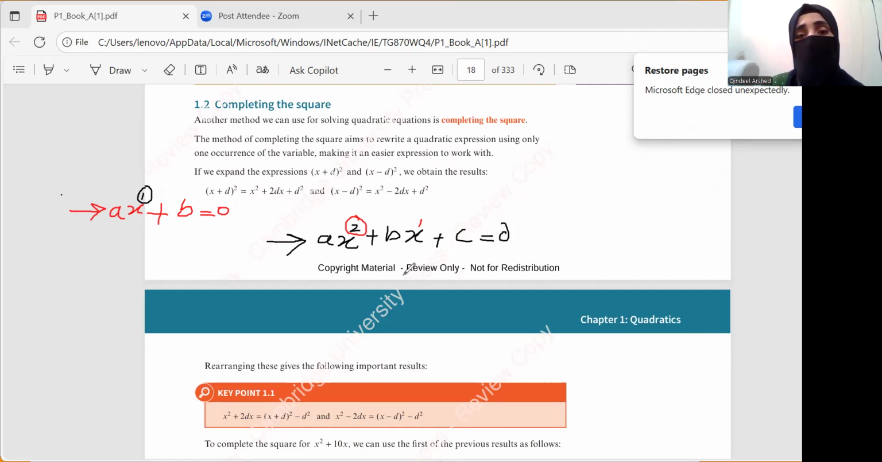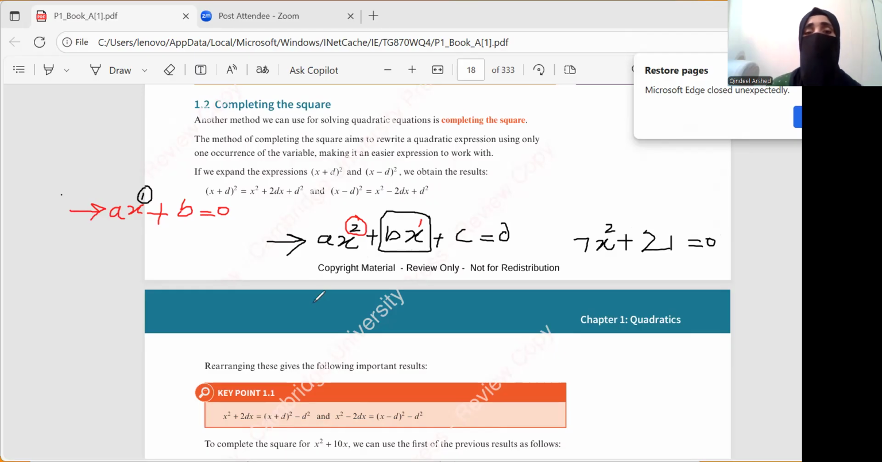Now, students, sometimes the middle term is missing in a quadratic equation. For example, 7x squared plus 21 is equal to 0. Don't be confused, this is also a quadratic equation. Such quadratic equations are called pure quadratic equations.